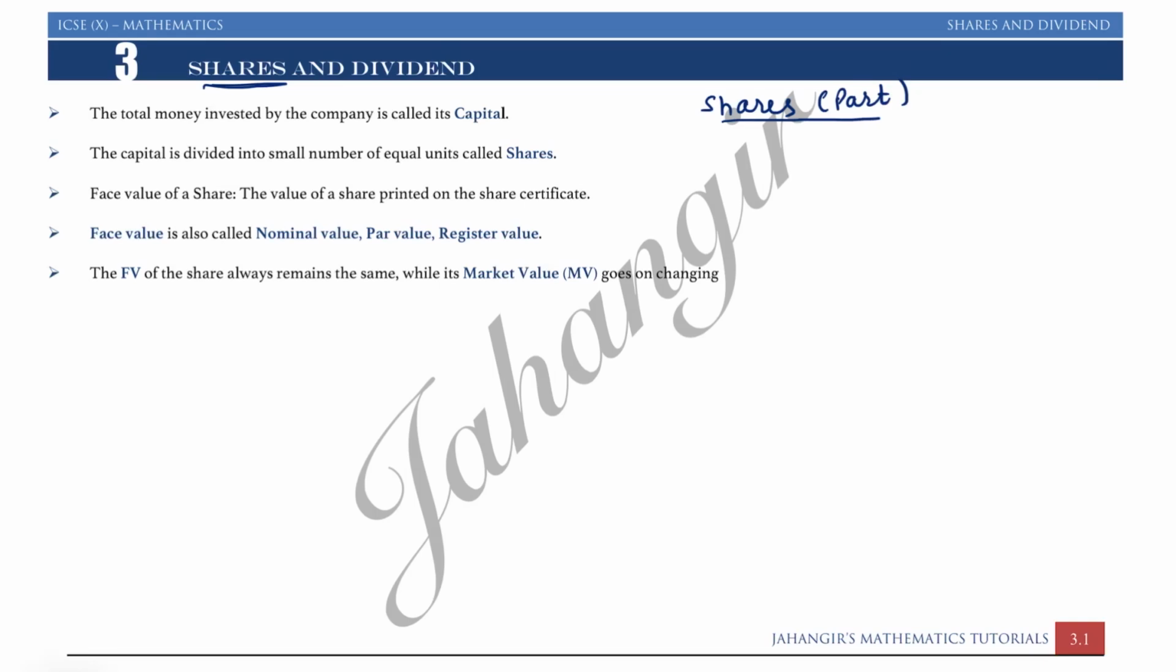So first, before starting with shares, we have to understand how business works. To run a business, a businessman needs capital. Capital is the total amount that is required to run a business. Capital is the most important part of a business. Without money, you cannot run a business. Capital is a lump sum amount of money which is required to run the business.